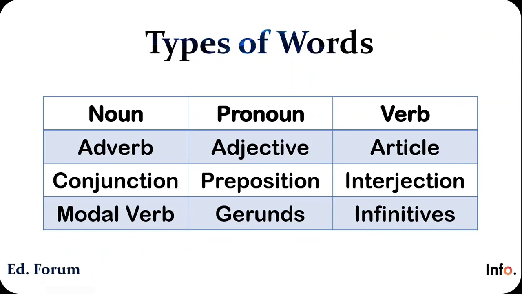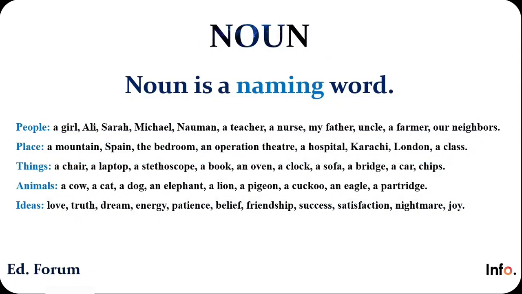So let's start from the first part of speech, which is very important, my dear students. That's called noun. Noun is a naming word. The simplest definition of noun is that the noun is a naming word, right? Anything you see, anyone you see around you, or any place you visit, or any animal you come across, or you have in your home, or in the jungle you see, or any idea which you are having in your mind, that's called noun. Yes. So let's start with the examples of nouns.